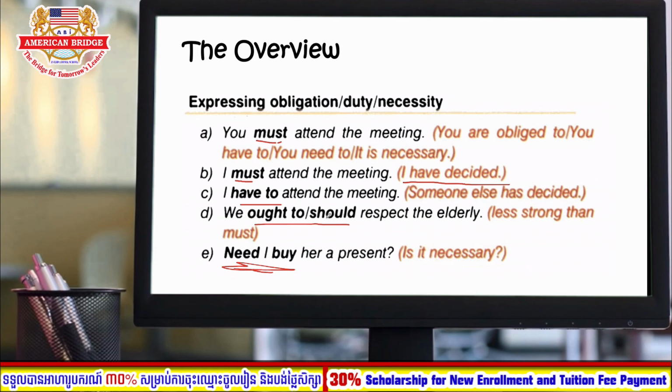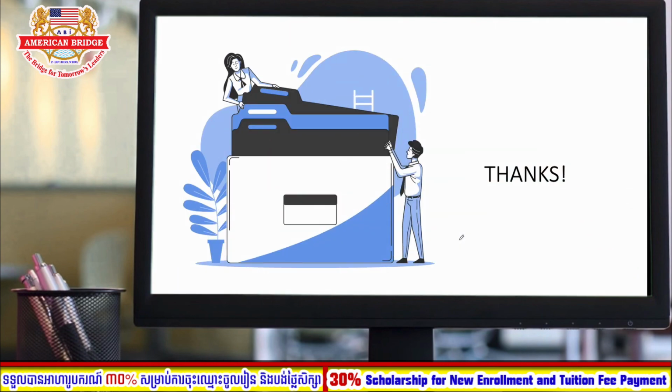And when we use ought to or should, which is less strong than must, you just give advice or suggestions, right? So everyone, after you learn some of the important concepts about obligations using modal verbs, I hope you can do some exercises about those modal verbs in your homework and classwork.